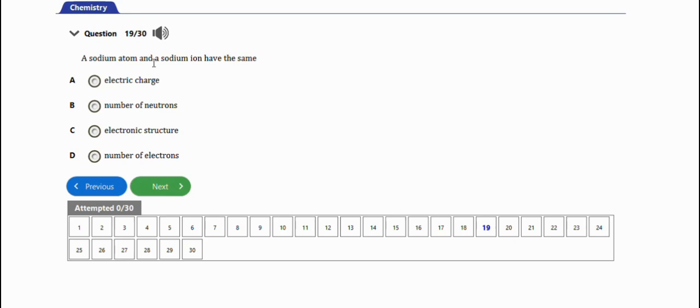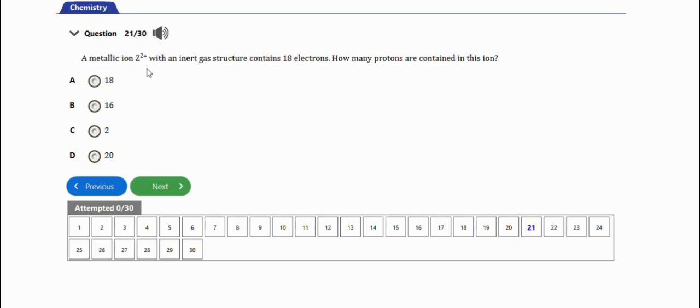It says a sodium atom and a sodium ion have the same... So we are dealing with a neutral atom, not a charged atom. Electric charge, no. Number of neutrons. Electronic structure, no. Number of electrons, no. So the right option will be option B. They have the same number of neutrons. Okay, next question will be this one. It says a metallic ion, so this zinc ion with an inert gas structure, contains 18 electrons. How many protons are contained in this ion?